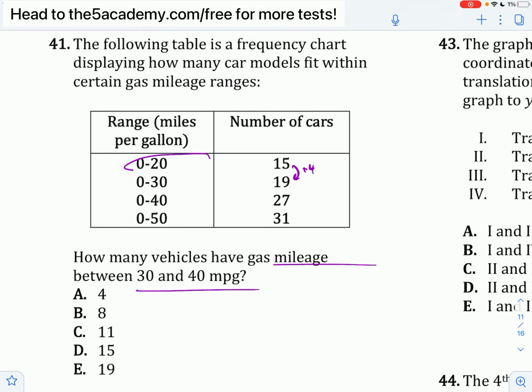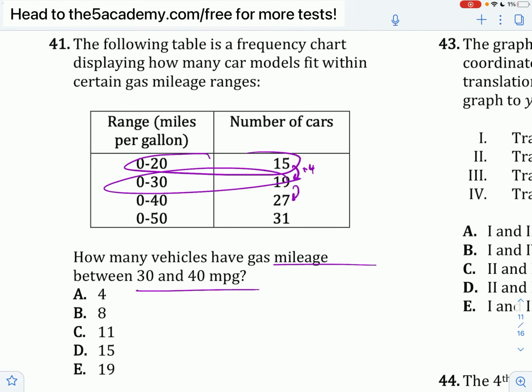So in the 0 to 20 range, there might have been like 10 cars that had 10 miles per gallon, 5 cars that had like 15 miles per gallon, and then another 5 cars that might have 19 miles per gallon. But we added these 4 cars in after we went up to 30, because there were probably 4 cars that were around 25, 28, 22 miles per gallon, right? That's what that tells us.